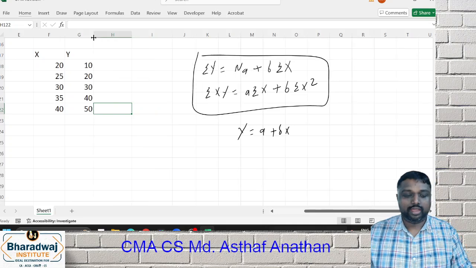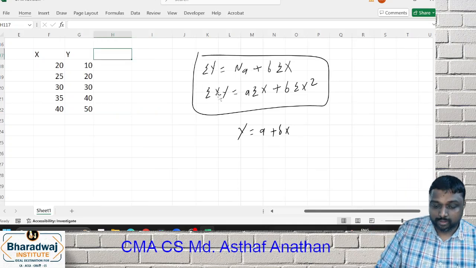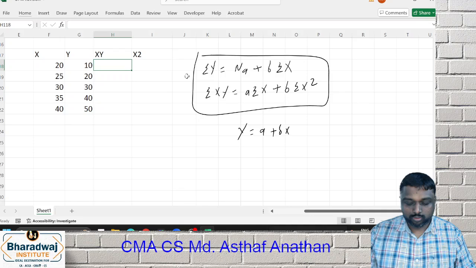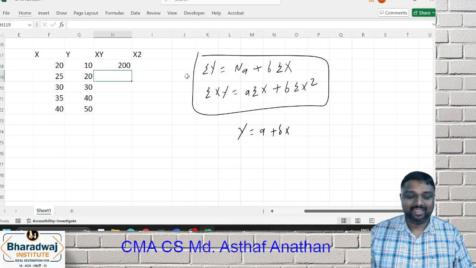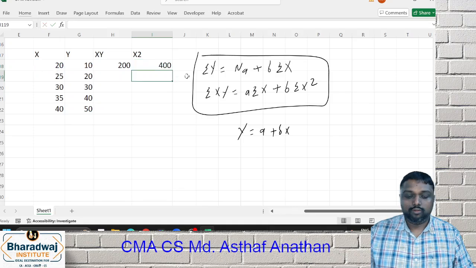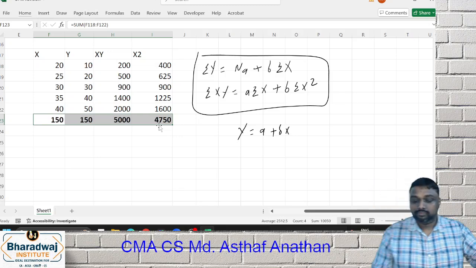Now we can start. We have to get all the details. Look here, any friends learning for the first time: you want xy, you want x square. So one column for xy, one column for x square. That's all. For xy, you have to just multiply. For x square, you have to take x again x. Since I am using Excel, I just scroll down. So I got all the answers, friends. We have to just apply this in the formula. Answer is over.